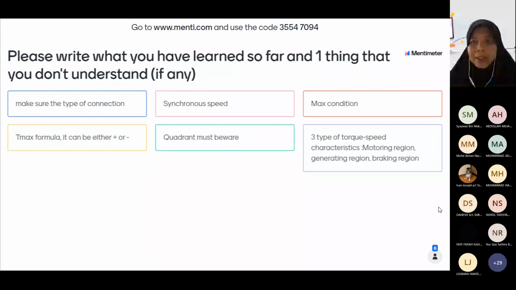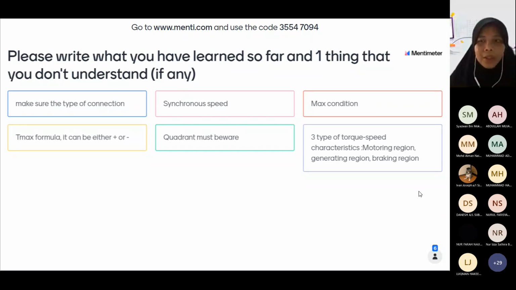Three types of torque speed characteristic: motoring region, generating region, braking region. So we have done the motoring region on the first example and generating region on the second example. Any more? Ada yang apa-apa yang tak faham? Okay, hopefully semua faham ya.